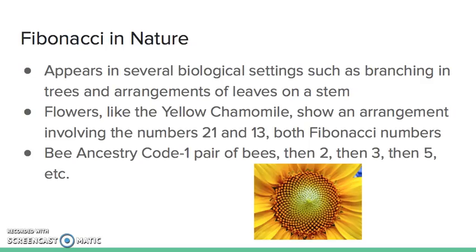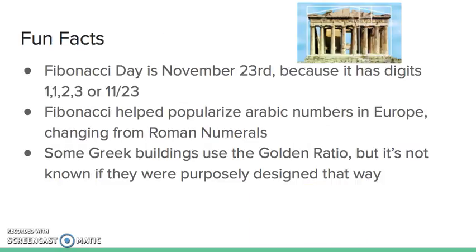And the Fibonacci sequence also appears in nature. It appears in several biological settings, such as branching and arrangements on the leaf of a stem. Flowers, like the yellow chamomile shown below, show an arrangement involving the numbers 21 and 13. If you follow their buds around, they follow those numbers. And another use is the bee ancestry code, which just mathematically shows how bees populate. It's one pair, then two, then three, then five, which are all Fibonacci numbers, and they continue growing.